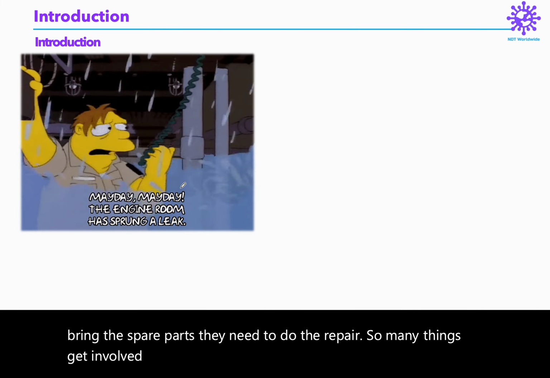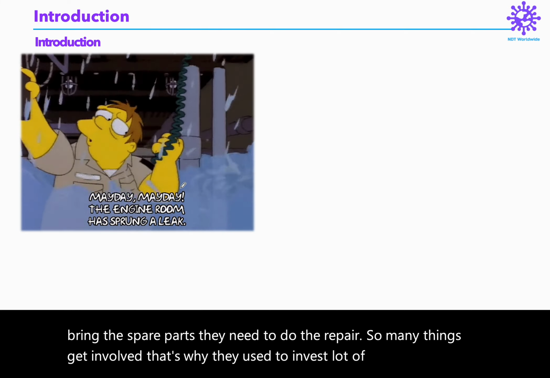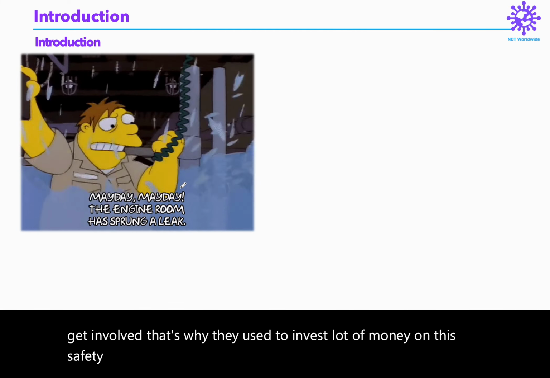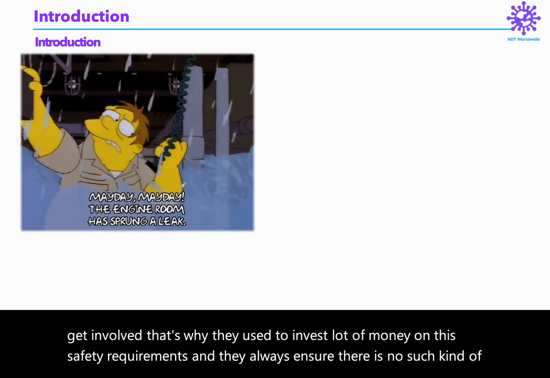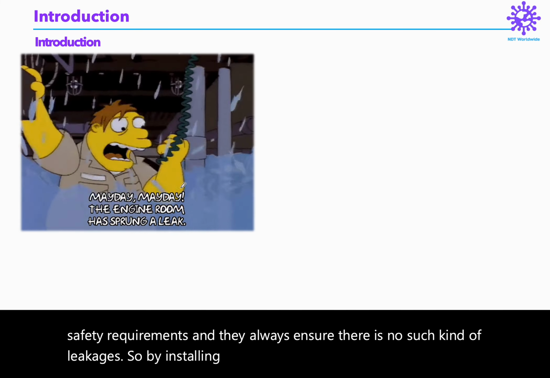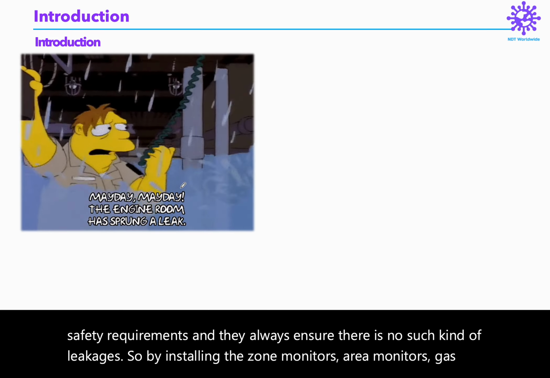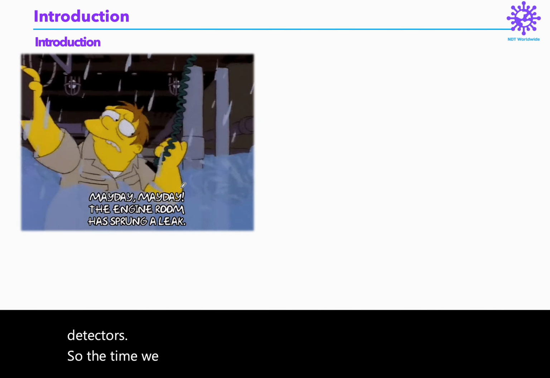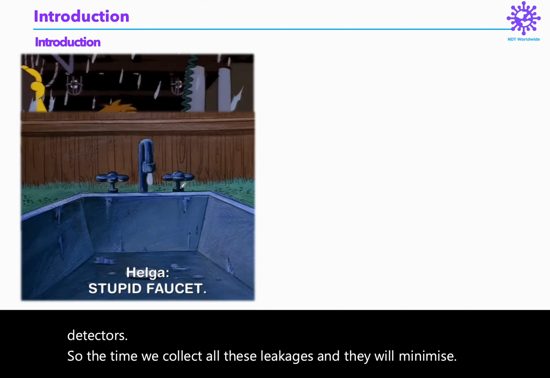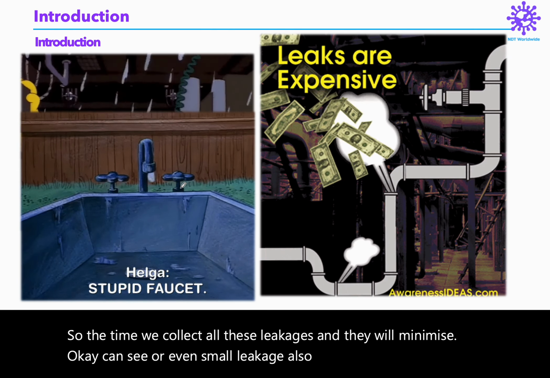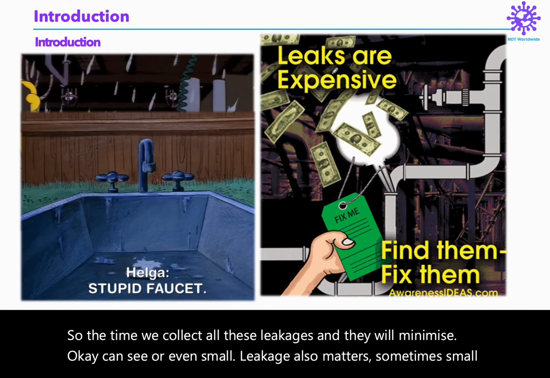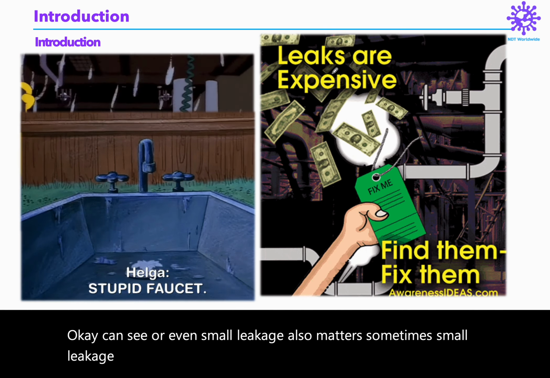That's why they invest a lot of money in these safety requirements, and they always ensure there are no such leakages. By installing zone monitors, area monitors, and gas detectors, they detect these leakages in time and minimize them. You can see that even a small leakage matters. Sometimes a small leakage costs very huge amounts.